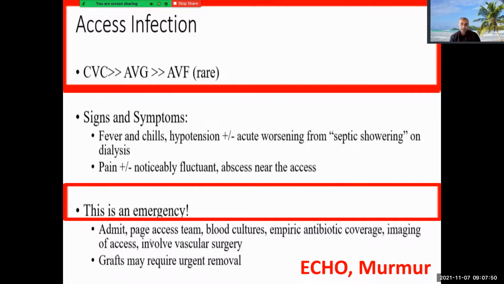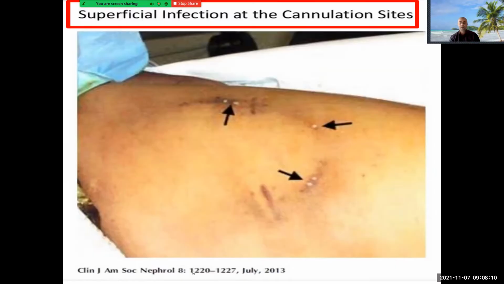This is an emergency: admit and page the access team. Just admit the patient, call the access team, do blood culture, empiric antibiotic coverage, and imaging, Doppler, fistulogram of the access, and refer the patient to vascular surgery. A graft may require urgent removal.